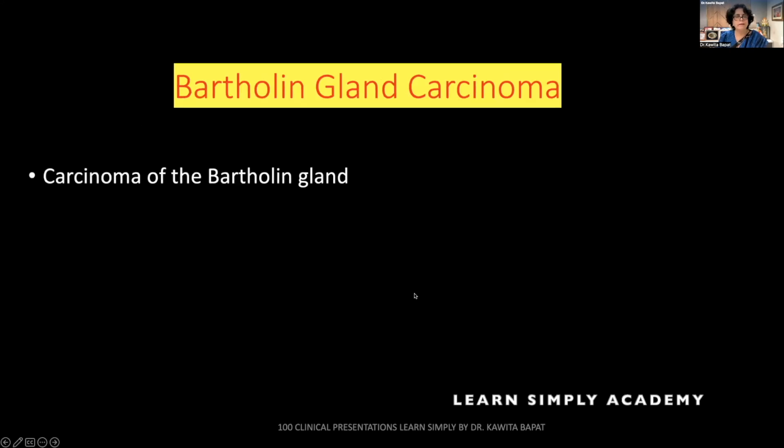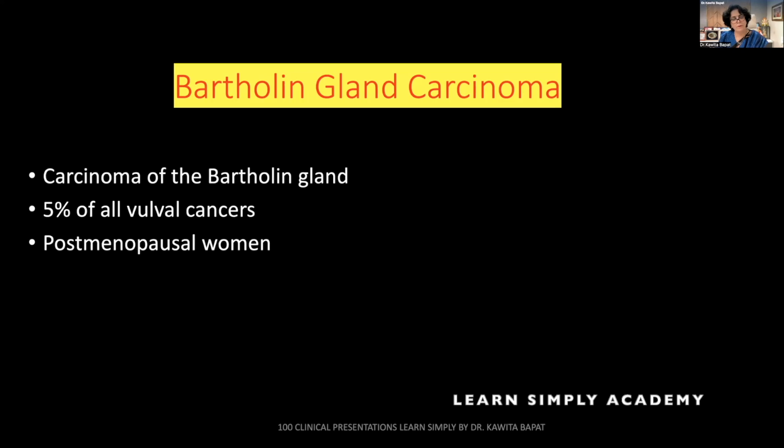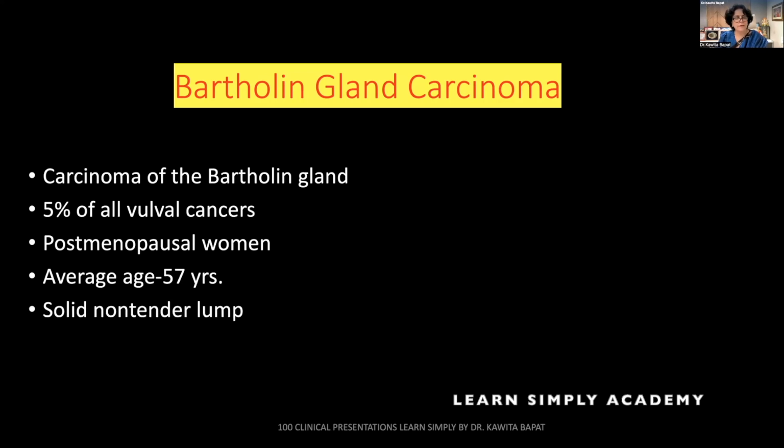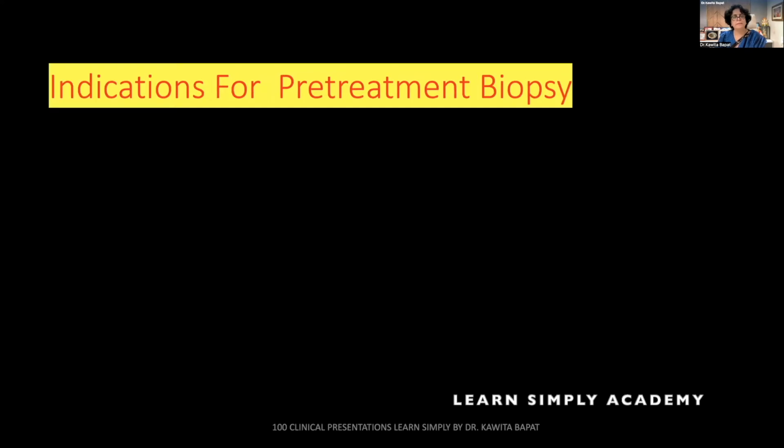Now, Bartholin gland carcinoma, just a few words about it. Carcinoma of the Bartholin gland is 5% of all vulval cancers. So we should be worried about any postmenopausal woman coming with a Bartholin cyst. Think about carcinoma of the Bartholin gland, and that's important. The average age is 57 years. It's a solid, non-tender lump.